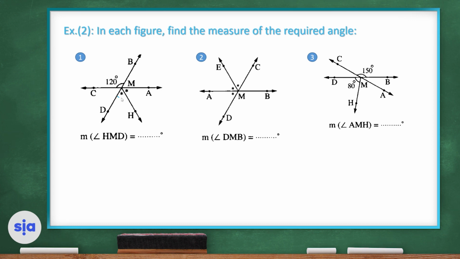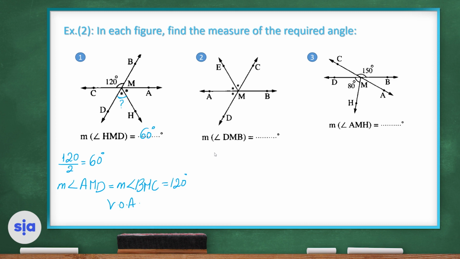HMD, this angle. The measure of this angle is 120 divided by 2, which is 60 degrees. So this angle is 60 degrees. Why is it 60 degrees? Because the measure of angle AMD is equal to the measure of angle BMC, which is equal to 120 degrees, because they are vertically opposite angles.